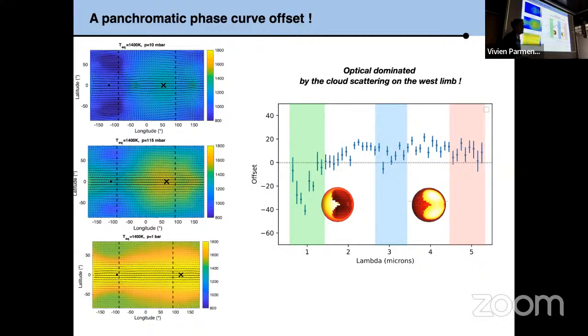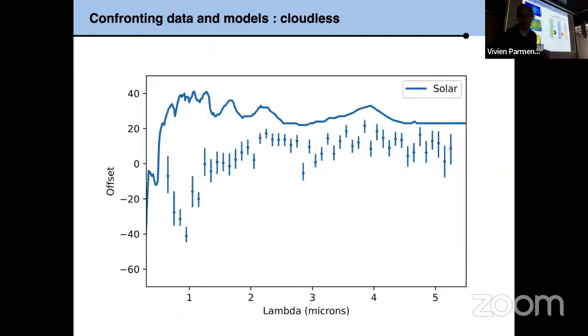Vivien, I think you said it's one standard. Yeah. But why is that the value? That's what we have. So if you do this cloudless GCM with the wind transport, that's what you get for the offset. So you get too much of an offset, too much transport.